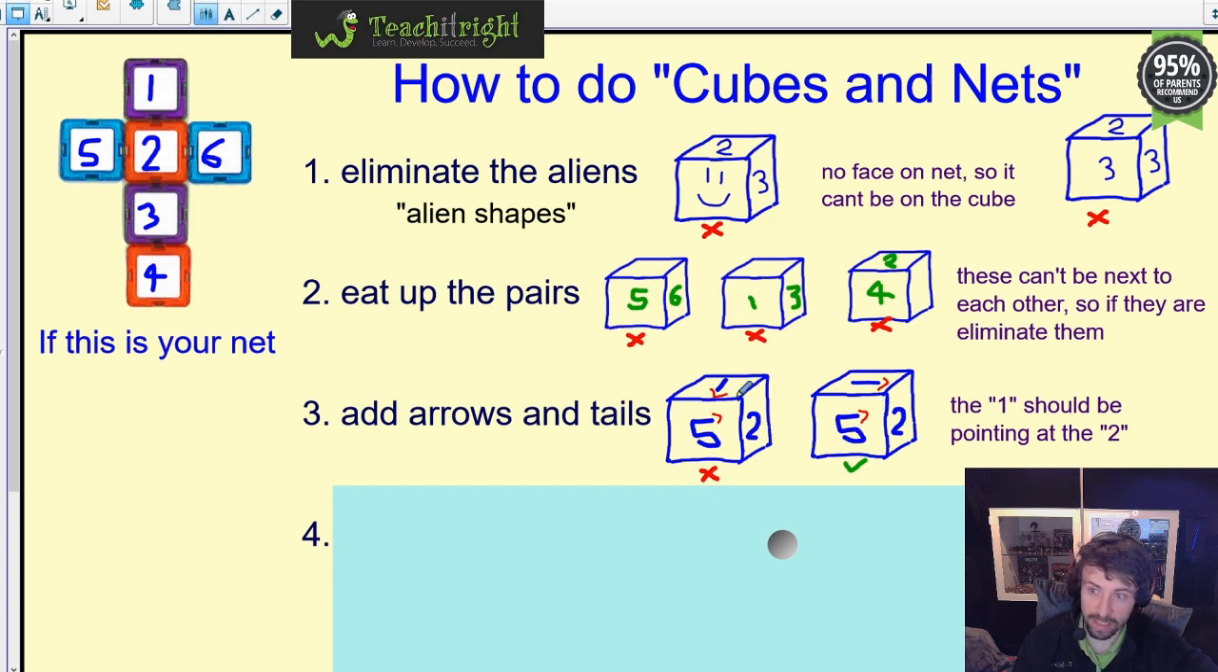And the reason it's correct is if you look, this 1 is pointing at a 5. But this one is pointing at the 2. And it can't be both. So if we go back to our net and we add on an equivalent arrow, so at the end of our 1, you'll notice this 1 is aligned and should be pointing to the top of a 2, not the 5.